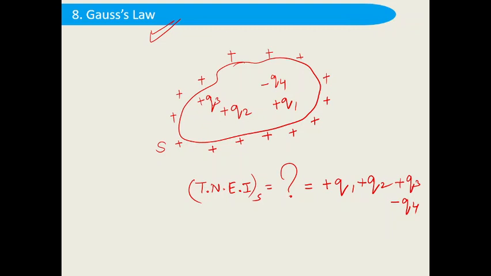If you want the count of the total normal electric induction over a complete surface S, it is nothing but the algebraic sum of all the charges. That is the summation of Qi, where i takes values 1 to n, if there are n charges present, up to plus Qn. This is the total normal electric induction of the complete surface S, given by the summation of Qi where i takes values 1 to n. So this is Gauss law.